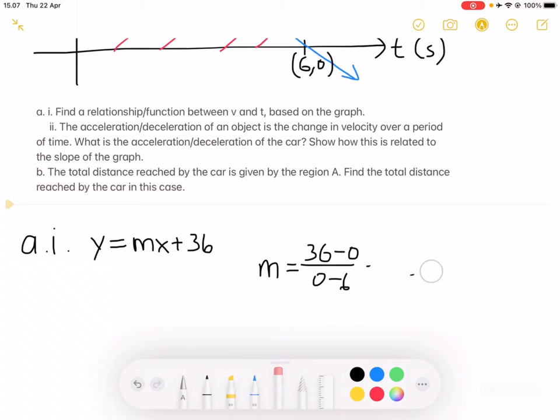So the equation of this velocity time graph for this car will be y equals -6x plus 36, and in this case you can change the variables to be v and t respectively, since we're dealing with those cases based on the graph. And the acceleration or deceleration of an object is the change in velocity over a period of time.